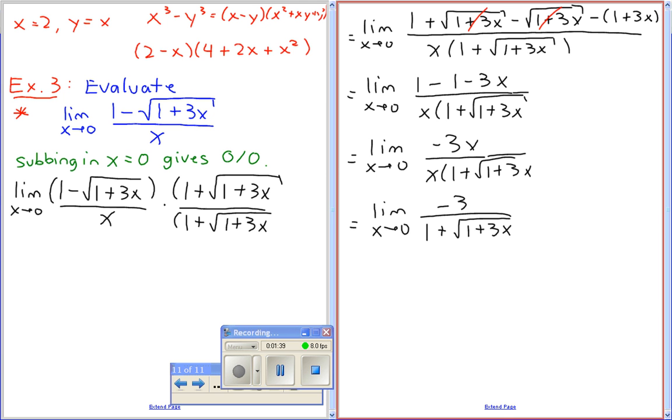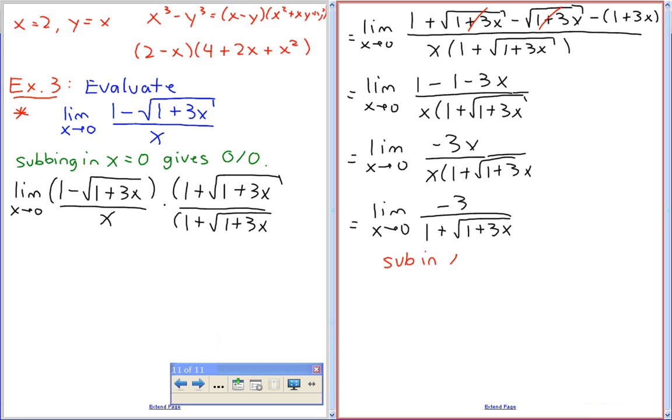Remember, the problems are when you have 0 over 0 or infinity over infinity. If I look at the numerator, there's no chance that I get a 0 over 0, it's going to be negative 3. So I'm finally going to sub in x equals 0, and you get negative 3 over 1 plus the root of 1, negative 3 over 2.